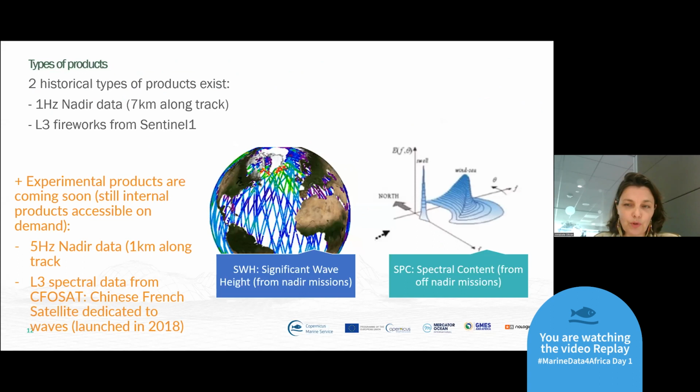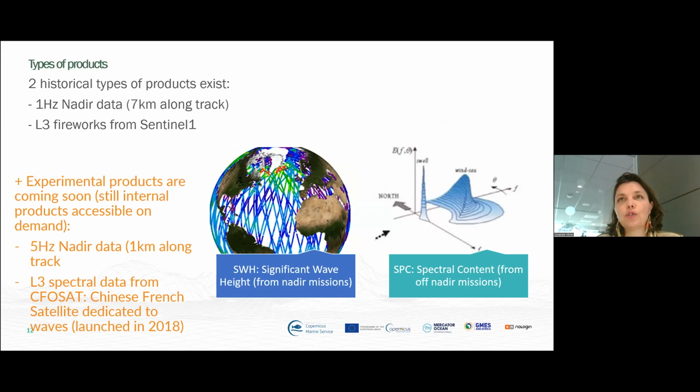Currently, there are some experimental products coming soon to try to answer as much as possible the users' needs. There were some surveys made addressing the needs of the users, the assimilators, and many users. And we know that they want a higher resolution along track, and they also wanted this complete spectral information. So these are experimental products coming soon.